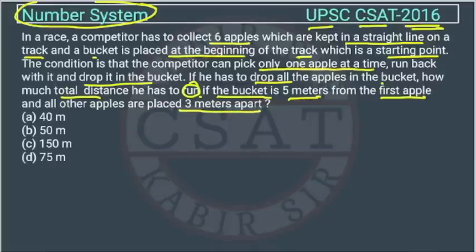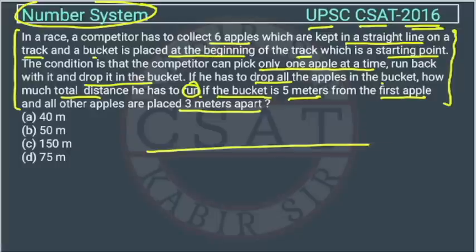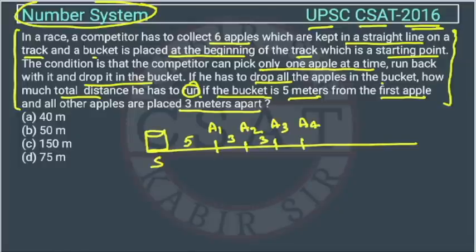So just try to understand this question. If you can understand this question, then you can solve it very easily. So suppose this is a track, and here at the starting point there is a bucket, right? So they have kept one bucket. This is the starting point, and this is the first apple, at distance 5. Second apple is at distance 3. Third apple will be at distance 3. So they have given this information, right? Because the difference between each apple is 3 meter, right? So there are total how many apples? There are 6 apples. 1, 2, 3, 4, 5, 6.